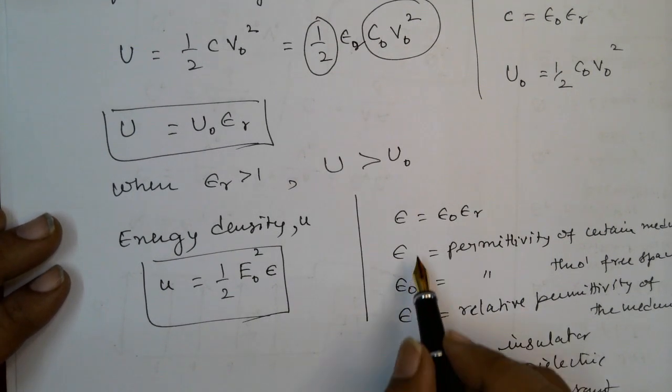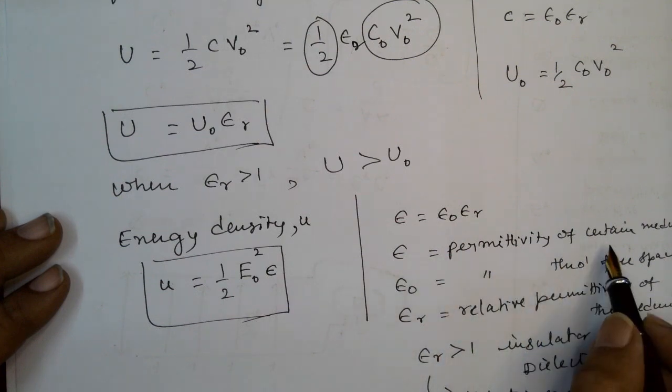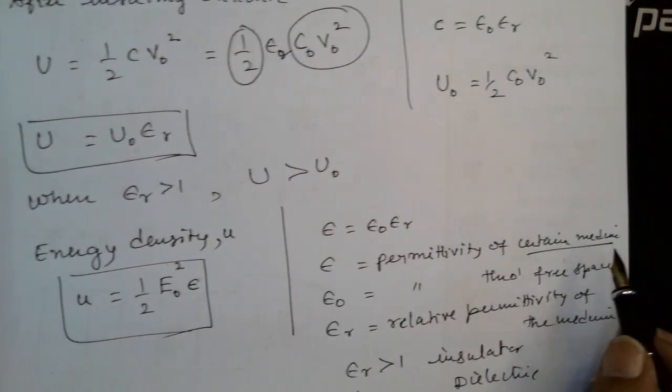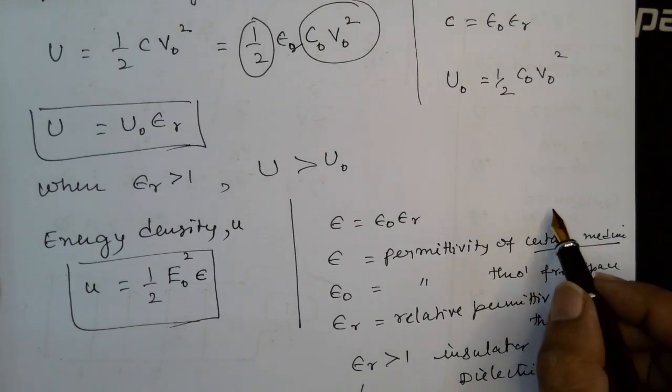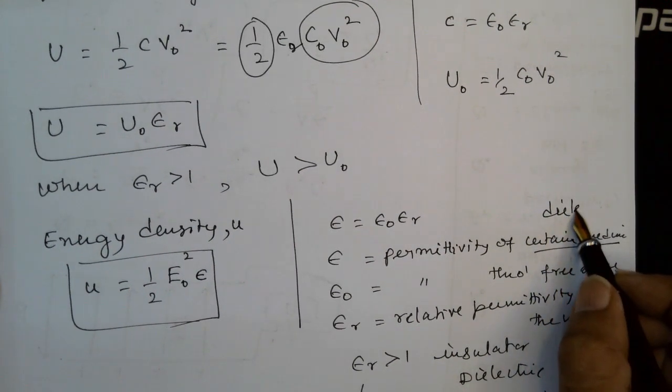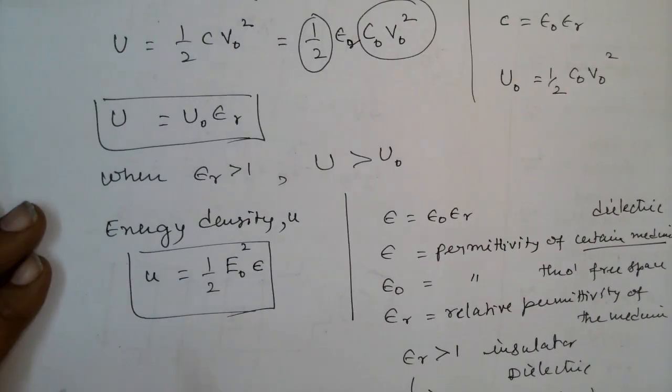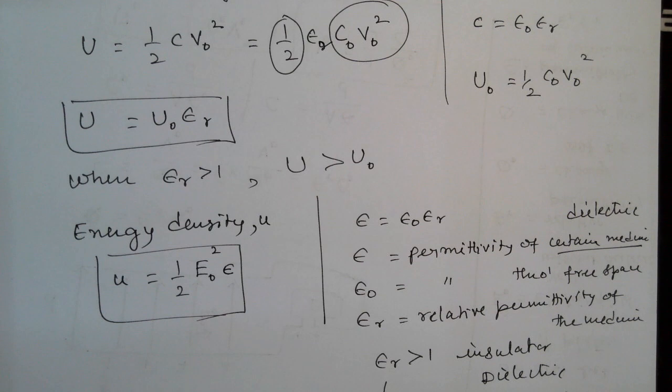So what is this epsilon? Permittivity through a certain medium. Here, through a certain medium means it is dielectric. Are you able to follow? Here we are introducing dielectric, that is, an insulator. Is it clear?